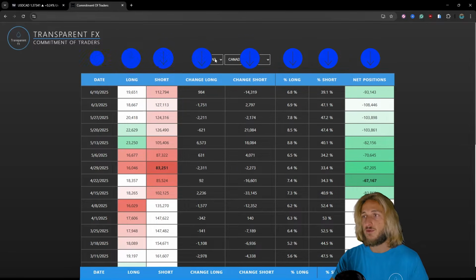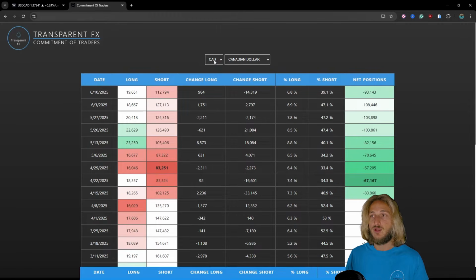Now, the first thing to keep in mind is that if we are looking at the data for the CAD, we are actually looking at CAD USD because all currencies on the spot are traded against the USD. So if you want information on USD CAD, you simply have to reverse everything. And what do we see if we reverse everything?